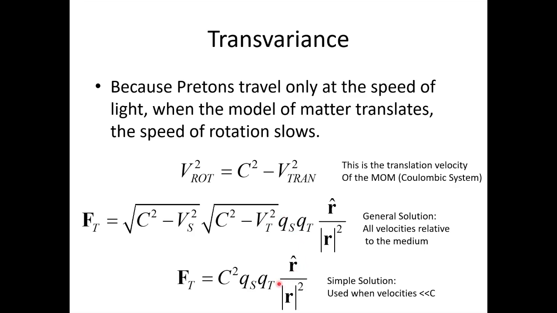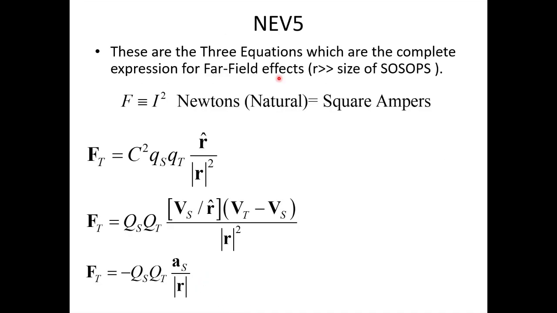But for the purposes of this video series, we're going to be using the simple solution when velocities are much, much, much slower than the speed of light, which would then be the normal Coulomb's model. These three models combined comprise what is known as New Electromagnetism version 5. And these are for the far field effects, where the distances between the charges are much, much greater than the size of the second order systems of pretons. And in New Electromagnetism ethereal mechanics, the unit of force, the natural Newton, is current squared, or square amperes. And so the first model we have is Coulomb's model, which we just looked at, the magnetic force model, and the inertial force model.